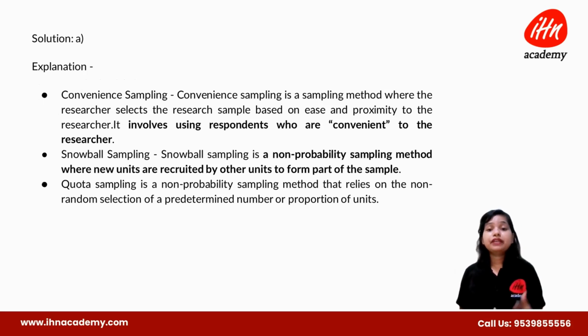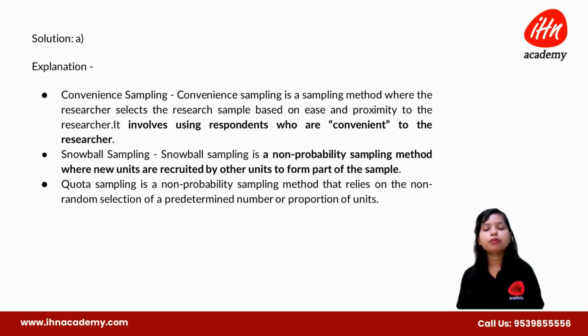So convenience sampling is a sampling method where the researcher selects the research sample based on ease and proximity to the researcher. For example, you have watched a movie and after watching the movie, you came out of the theater and you start asking the people who are standing outside. So you try to collect your sample from your convenience, right? Then snowball sampling is also a non-probability sampling. Convenience sampling is also non-probability because that is not random selection. Whenever we do random selection, that is probability sampling, and non-random selection is related to non-probability sampling.